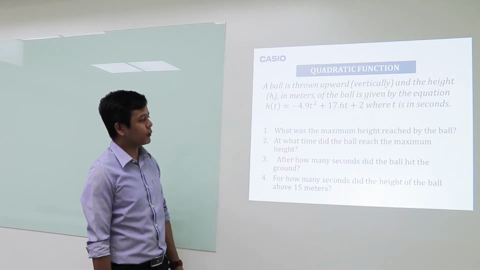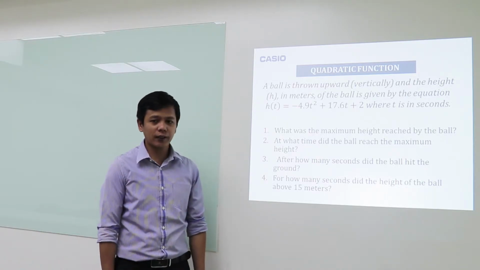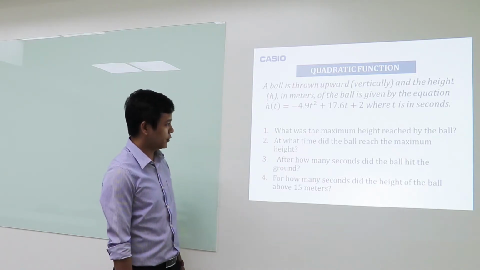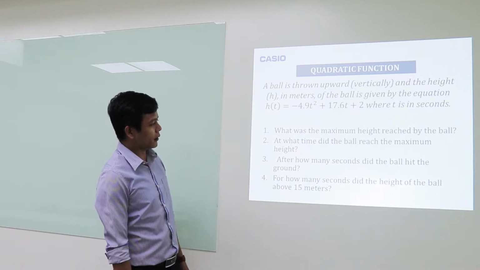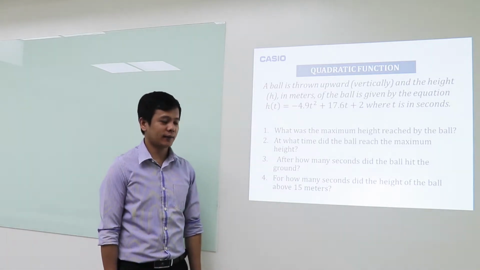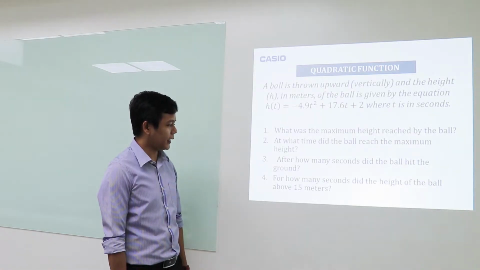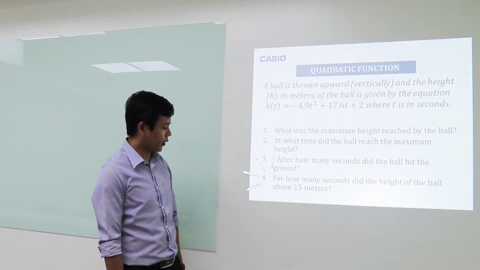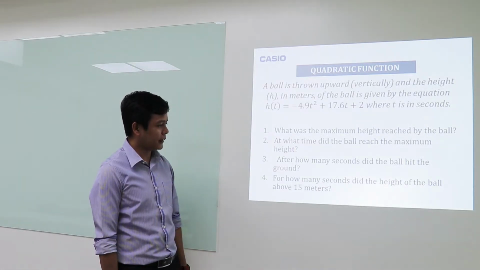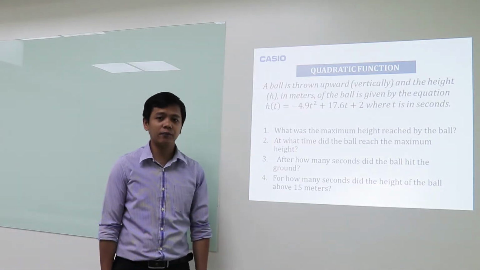Number 1. What was the maximum height reached by the ball? Number 2. At what time did the ball reach the maximum height? And number 3. After how many seconds did the ball hit the ground? Number 4. For how many seconds was the height of the ball above 15 meters?